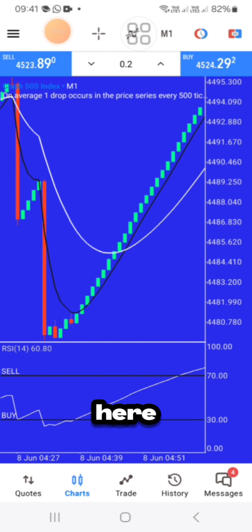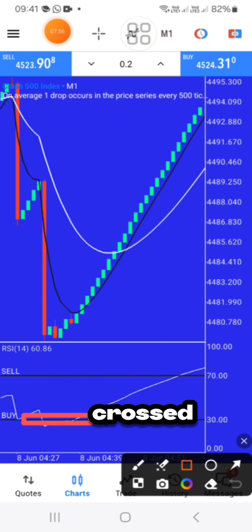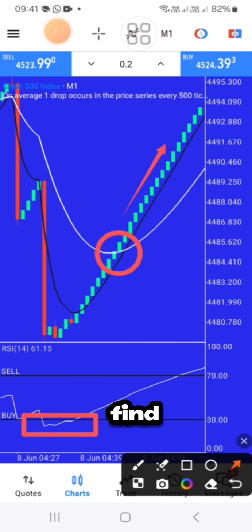Okay, we can see here price crossed above the 30, and we had a crossing here. We're going to get our 5 candles and we exit the market. Let's look for one more example.